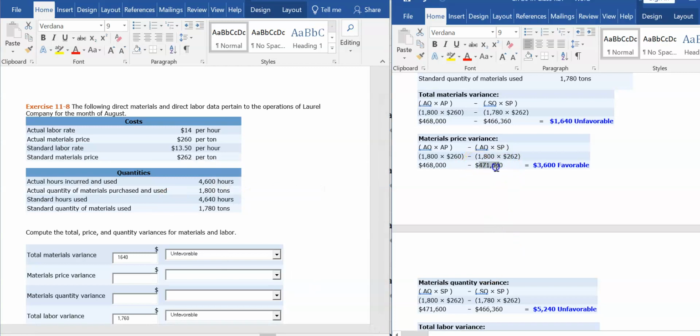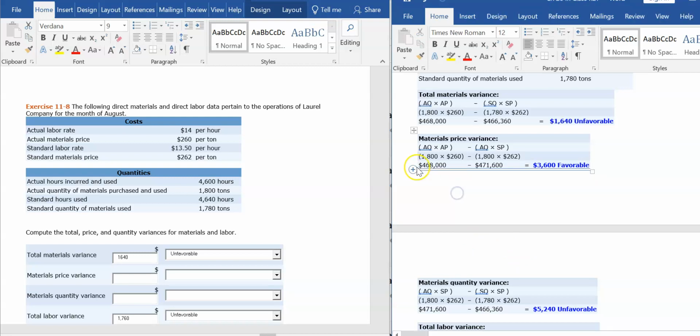Multiplying the actual quantity times the standard price, I get a total flex budget amount. In other words, what we're saying here is that for the actual quantity of materials used, our standards say we should have paid $471.06. The difference between the actual price and the flexible budget here is $3,600. And that is favorable.